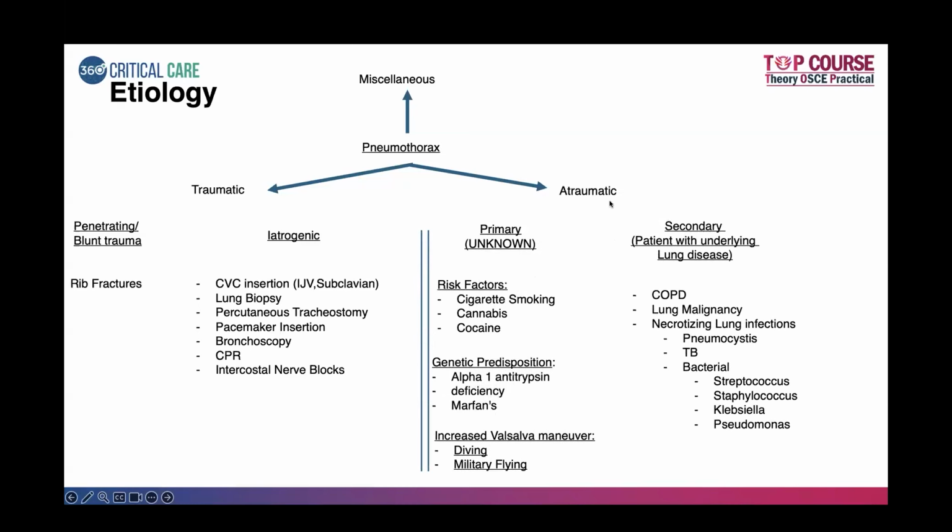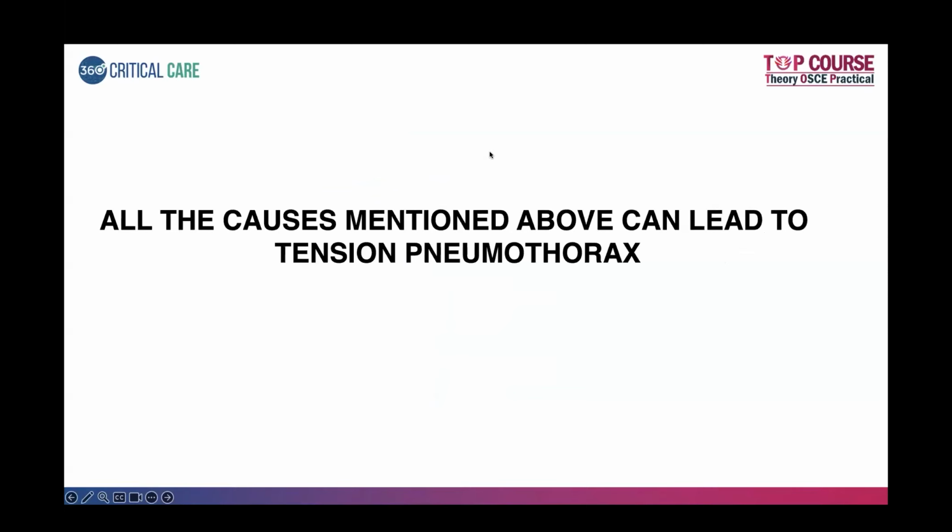Secondary atraumatic pneumothorax is seen in patients with underlying lung disease like COPD, lung malignancies, necrotizing lung infections like pneumocystis, TB, or bacterial infections like Streptococcus, Staphylococcus, Klebsiella, and Pseudomonas. Under miscellaneous causes, it can be because of anorexia, catamenial, or exercise induced. So all the causes mentioned above can lead to a tension pneumothorax. That is the important thing you need to keep in mind.